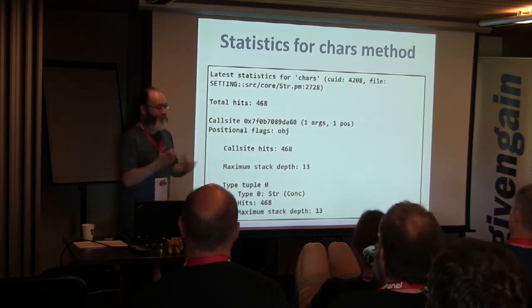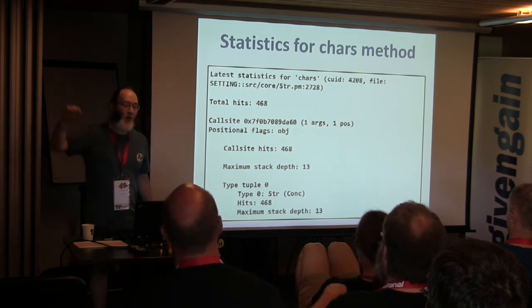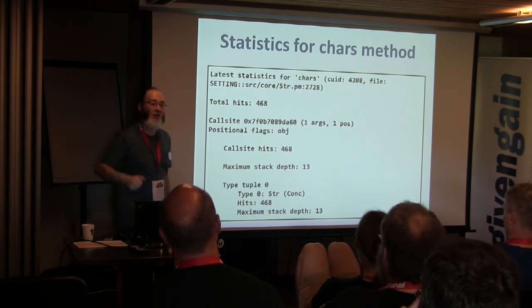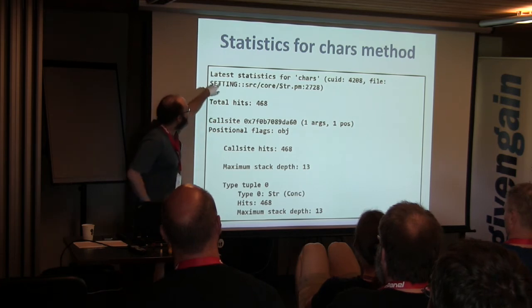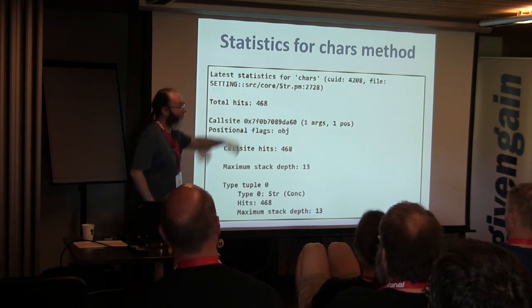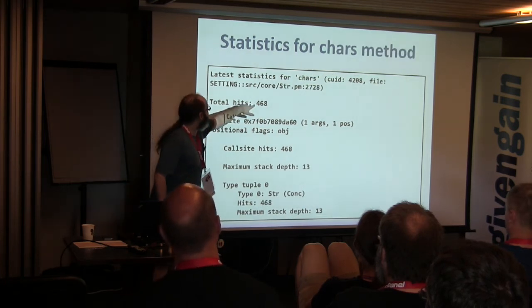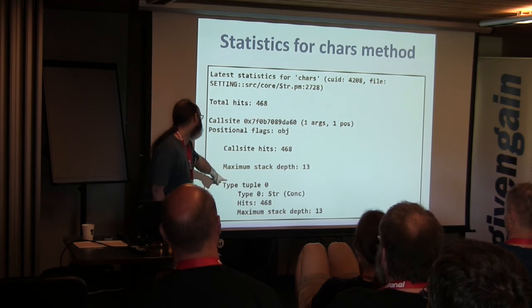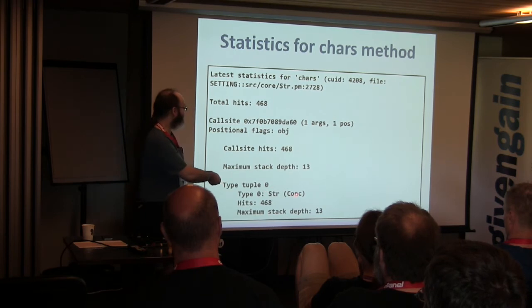So just to show you some of the statistics that we get out of this, if you run your program and you set the MVM_SPESH_LOG, that is the MoarVM specialization log environment variable, to a file, you get all this information about your program. And here we can see this is the statistics for the chars method. Okay, it tells you where it's from, what line in the Perl 6 built-in source it's from. And you can see here that it got a lot of hits. And actually, every single time it was called with a concrete string. Okay, that is not the string type, but an actual string value. So that's kind of useful information.